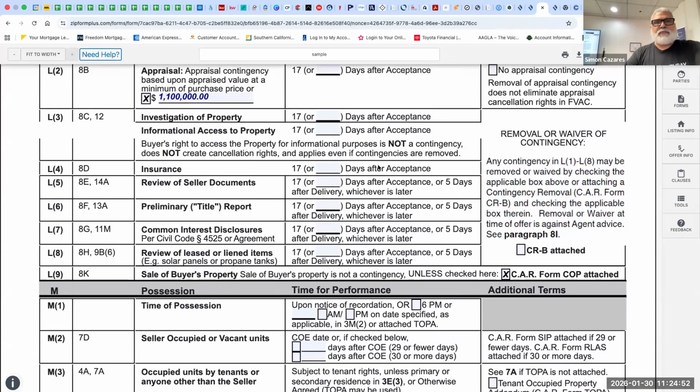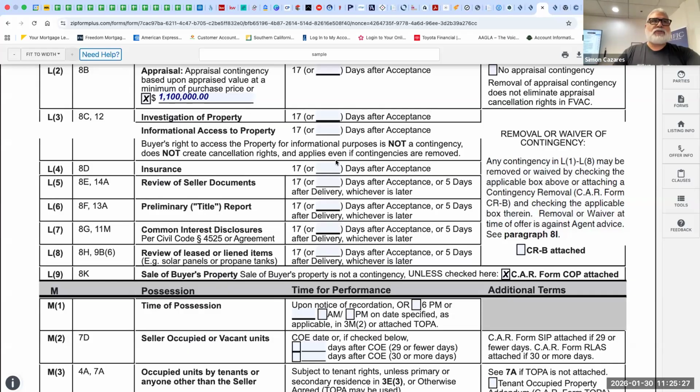Okay, so information access to the property. That means that the buyer, even though they release this as part of the condition, this is more like your investors and all, still has the right to do any access to the property. It's not where they can force you to say, no, you cannot. You released that as a condition. We're not going to give you access to the property. No, it says buyer right to access the property for informational purposes. It's not a contingency, does not create cancellation rights, and applies even if the contingency is removed, meaning the buyer still has 17 days to do whatever they need.